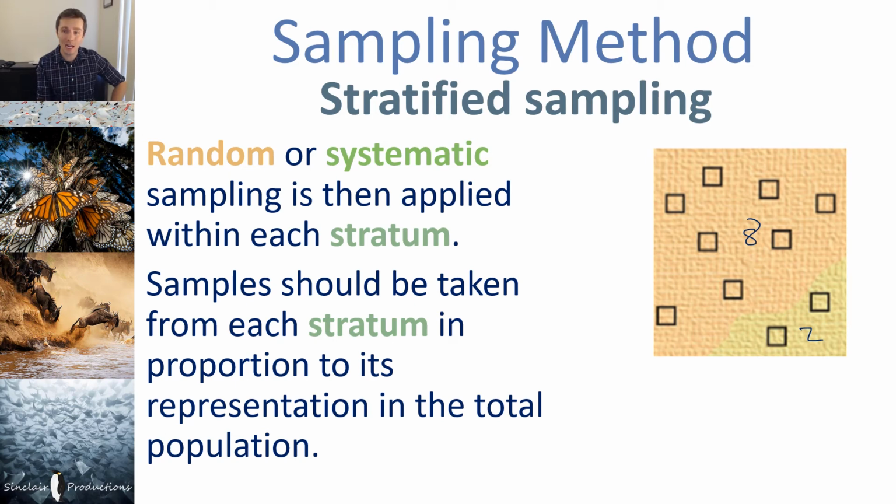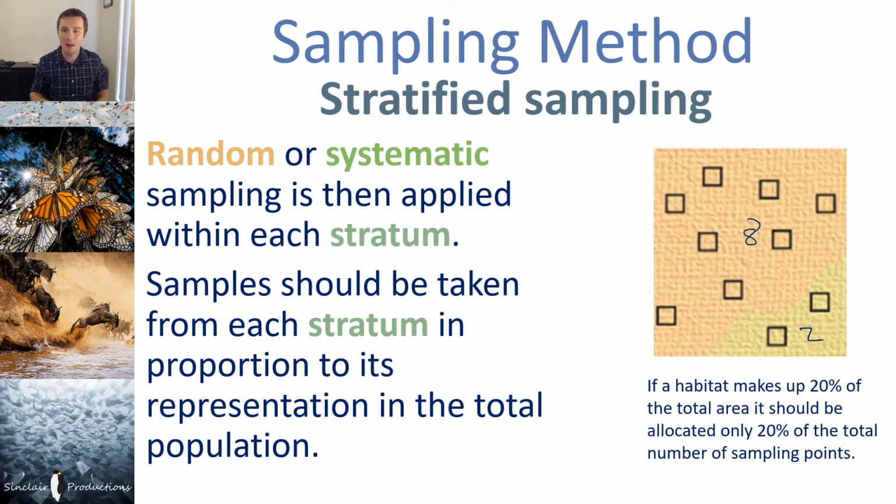So I've broken it down, and within each area, in this case, I've done it randomly. Within here, I know I'm doing 2 quadrats, and I'd set that up randomly. In this area, I know I'm doing 8, and I'd set that up randomly, because I'm not necessarily looking, let's say, at a particular gradient. Obviously, if I wanted to see the change from here to here, I would do it systematically, and again in proportion as you move along that particular area. So if a habitat makes up 20% of the total area, it should be allocated only 20% of the total number of sampling points.